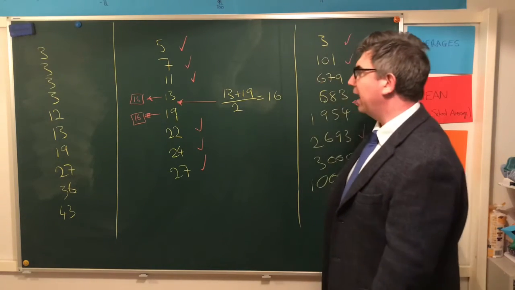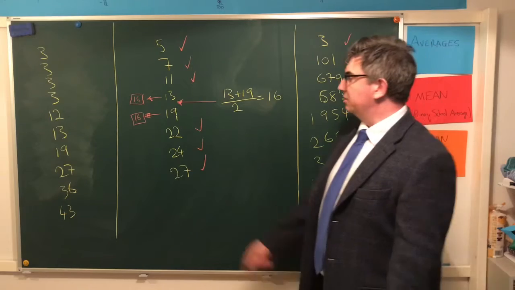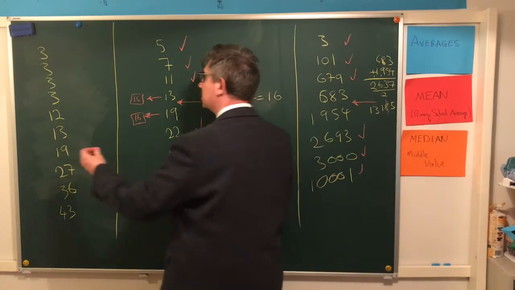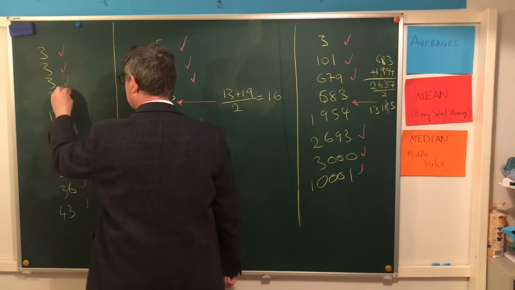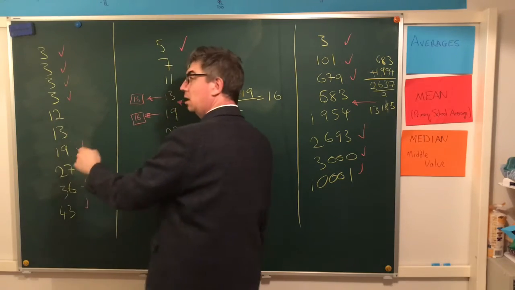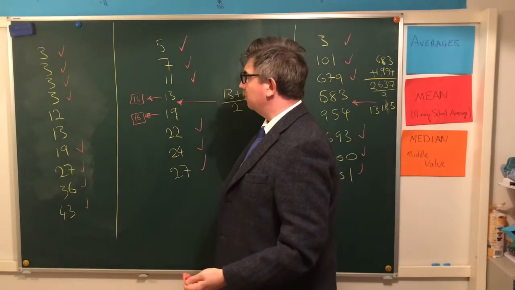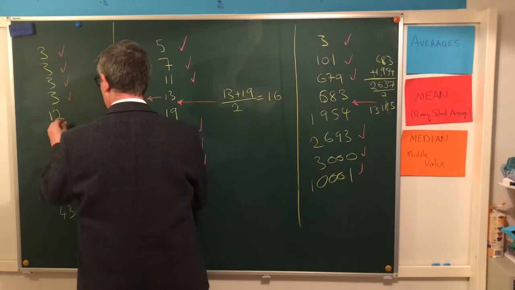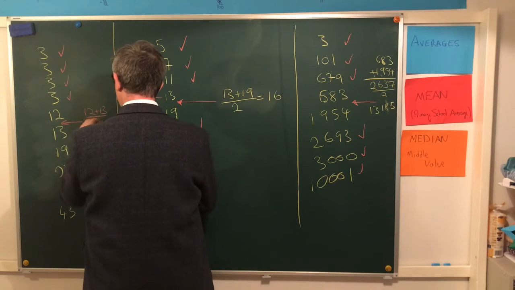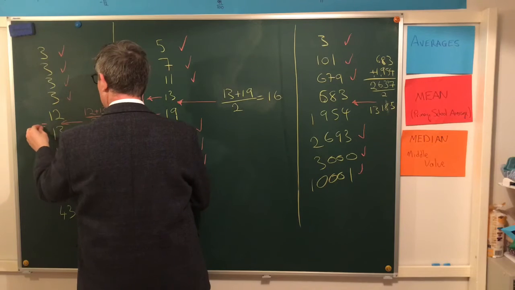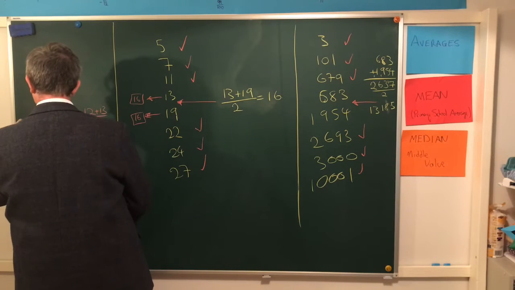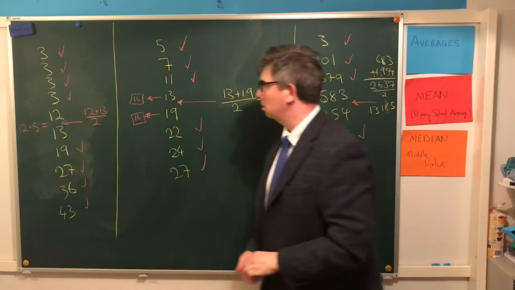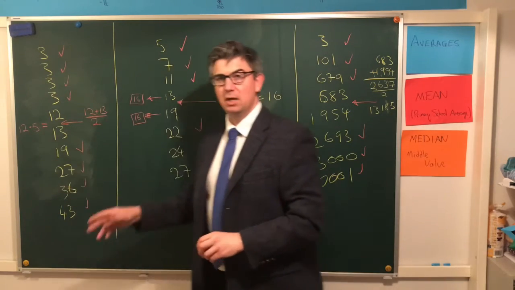Okay, so you've worked out the median of this list here, hopefully. So let's just check your answer. Hopefully you ticked off the top one with the bottom one, the next one with the next one, and so on. If we take both of these off, we'll be left with nothing. So I'm going to have to add both of those together and divide by two. So it's 12 plus 13 all over two, which is equal to 12 and a half. So the median of this data set is 12.5, the middle value.